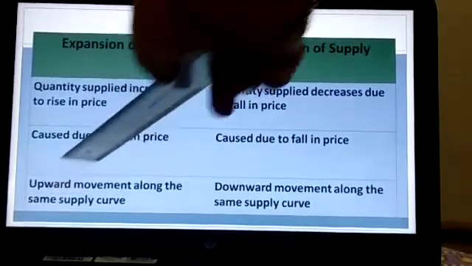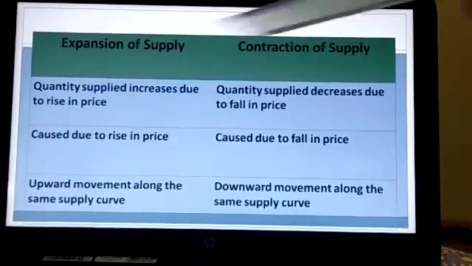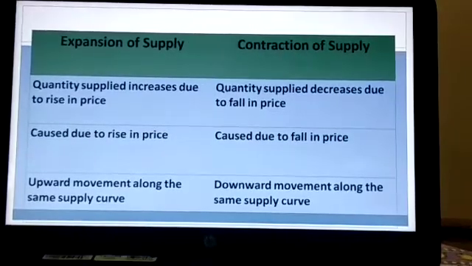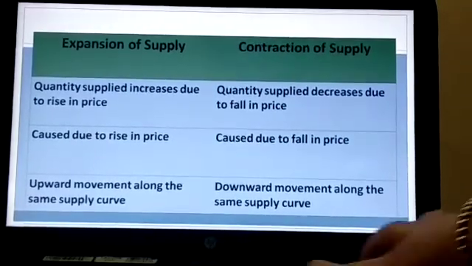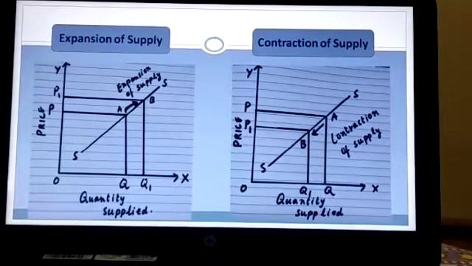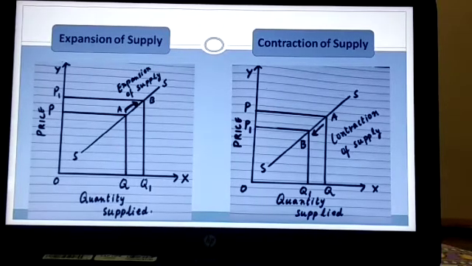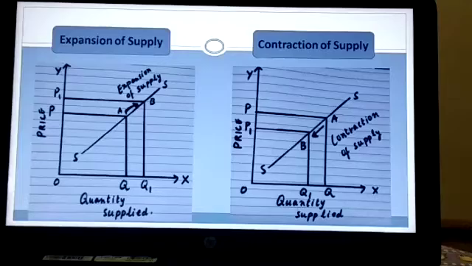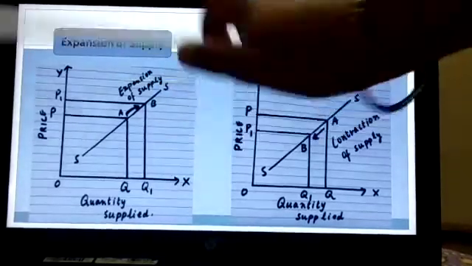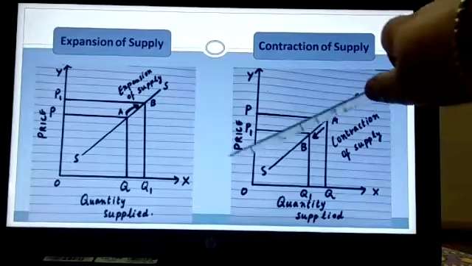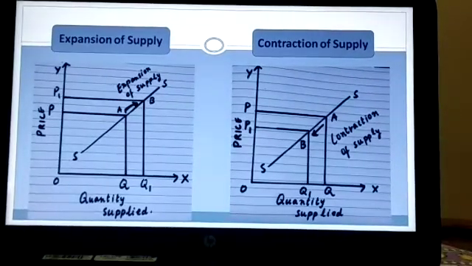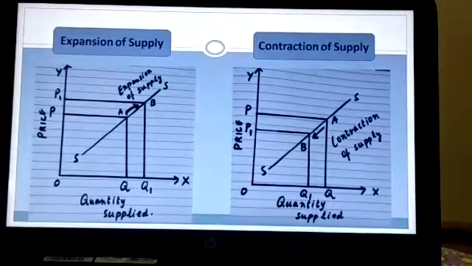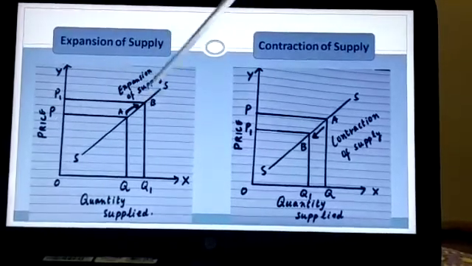Expansion happens due to rise in price, contraction happens due to fall in price. In expansion, there is upward movement, as we have done in the diagram right now. And in contraction, there is downward movement along the same supply curve. To clarify, we'll see the diagrams again. Please check expansion of supply and contraction of supply. Now, again, how to make the diagram? X and Y axis, price and quantity supplied. Here also X and Y axis, price and quantity supplied. What do they signify? This has to be written, it's necessary.